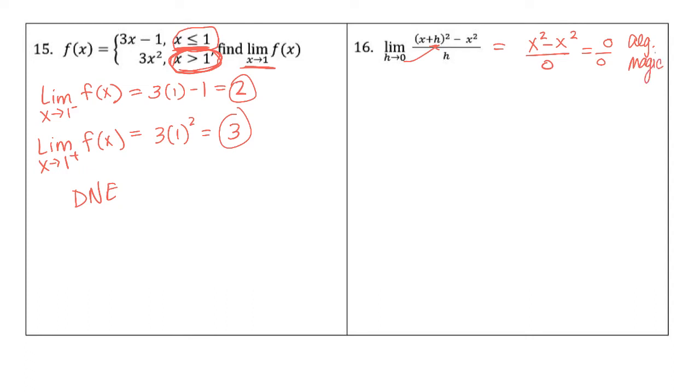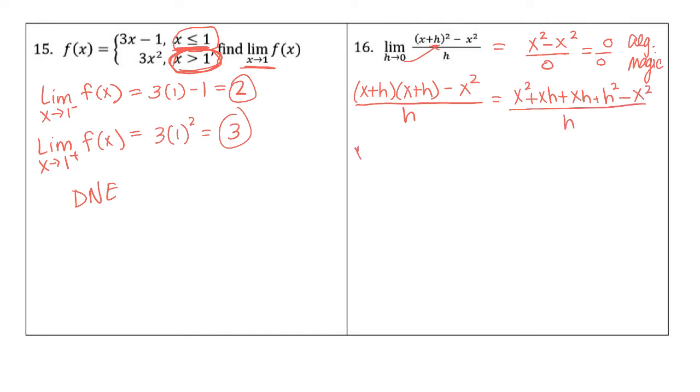And so let's go ahead and pull this out. So I'm going to have x plus h times x plus h minus x squared. I'm going to just address this mess right here. So if I FOIL out the top there, that's going to give me x squared plus xh plus xh plus h squared minus x squared. Again, bringing over the rest of it all over h. And so I end up with x squared plus 2xh plus h squared minus x squared, my gracious, all over h.